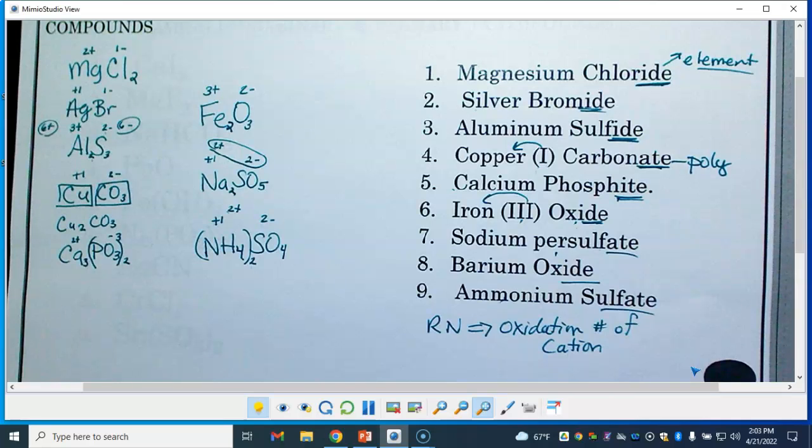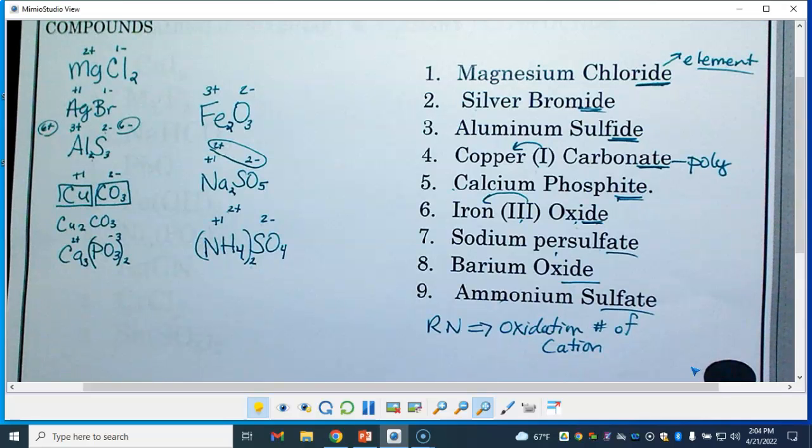Have you guys done this before? No. No? What do we think? It's not too bad, right? Yeah. We'll practice. What number 8? Number 8, that's a good question. BaO. Because barium is +2 and oxygen is -2. So that would be BaO.